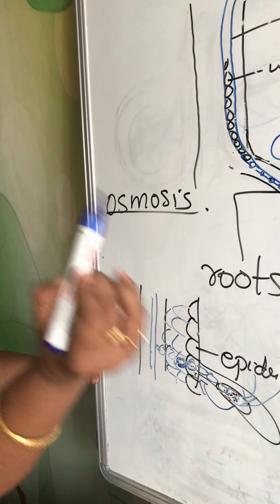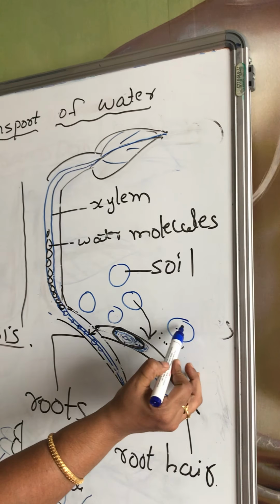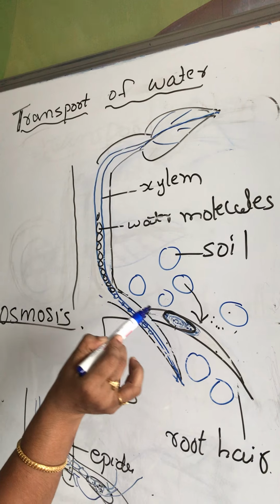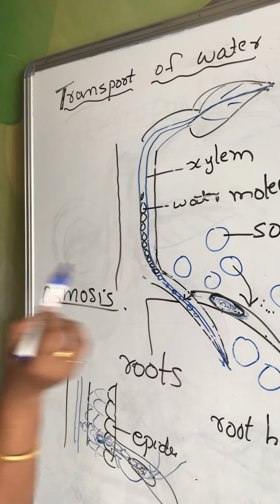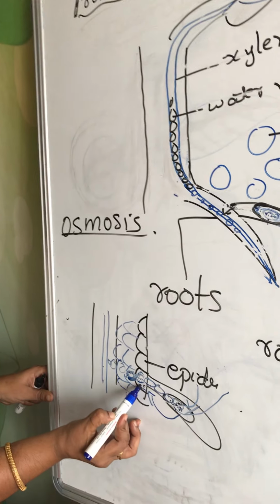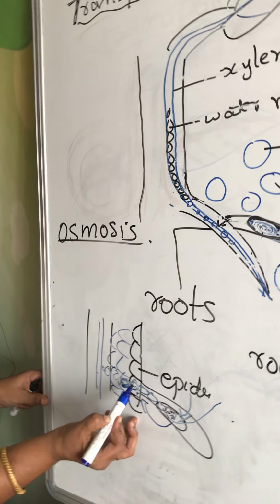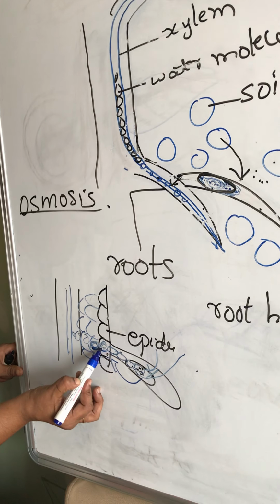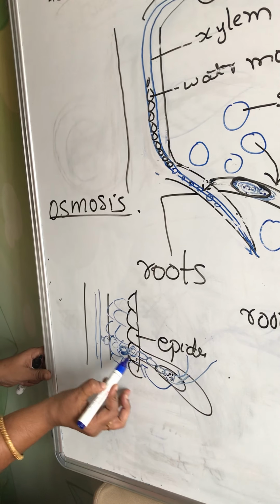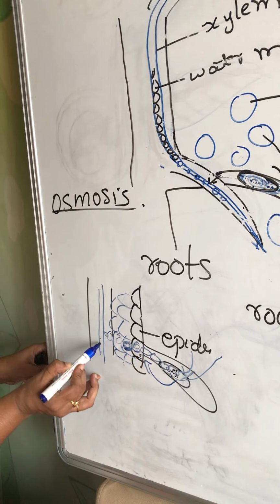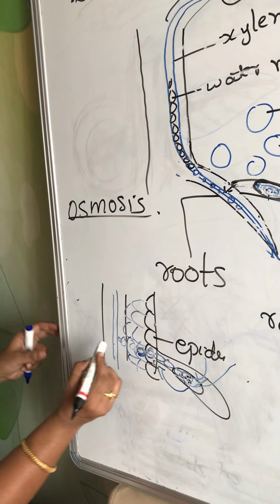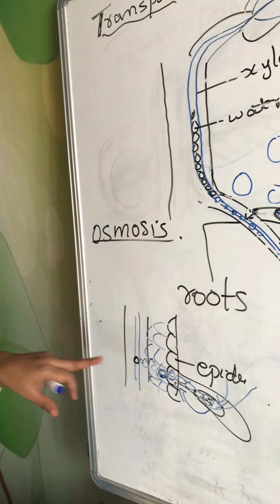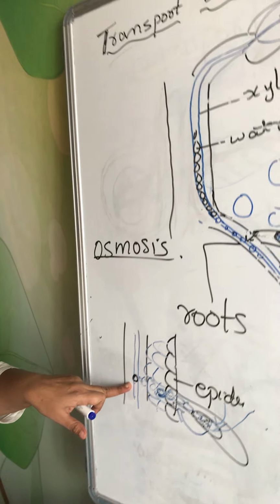I repeat, the water molecule moves from soil to the root hair by diffusion, and from root hair to the root. In the root, first it enters the epidermal cells, and this is by a process called osmosis, high water potential to low water potential, and through every cortical cell it will move and finally reach the xylem vessels. The water molecule will reach the xylem vessels.